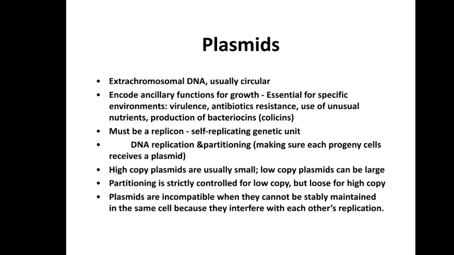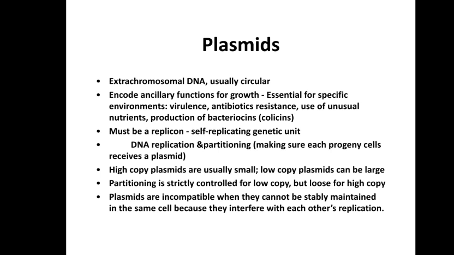Plasmids are extrachromosomal DNA, usually circular in nature. These DNA encode auxiliary functions for the growth of the bacterium, which are essential for specific environments, virulence, antibiotic resistance, use of unusual nutrients, production of bacteriocins, etc.